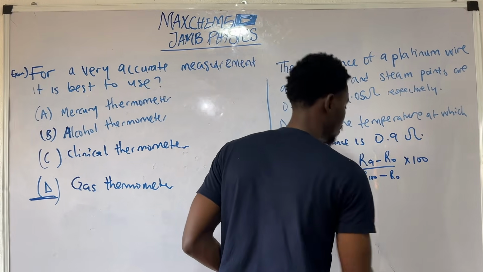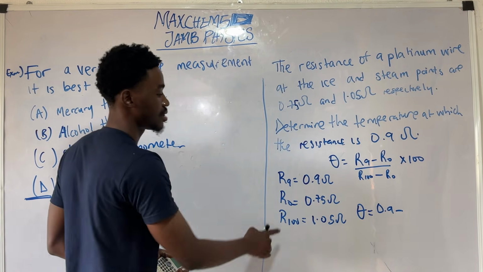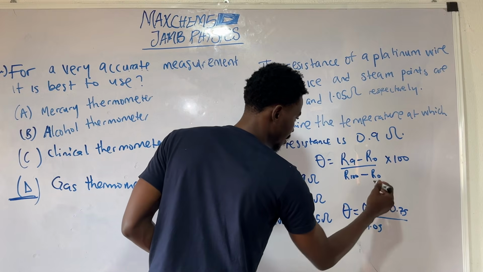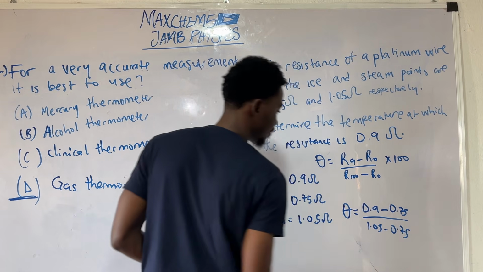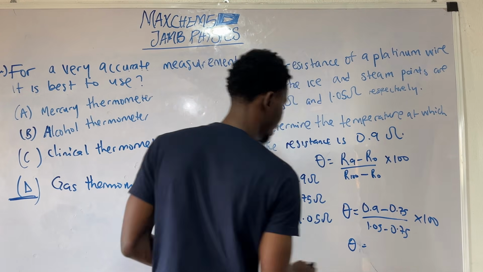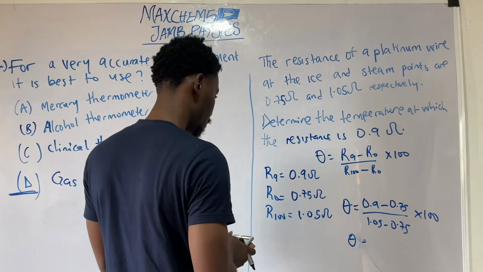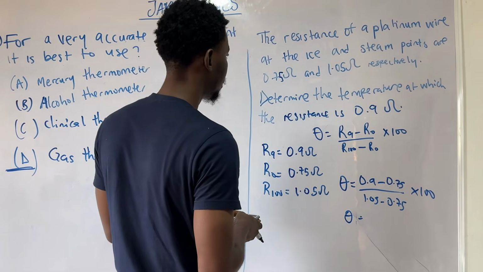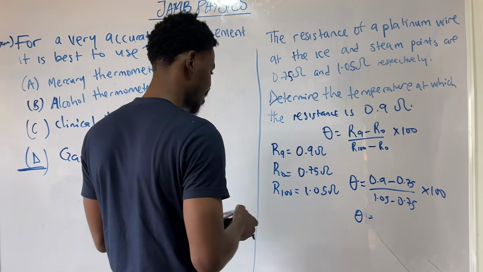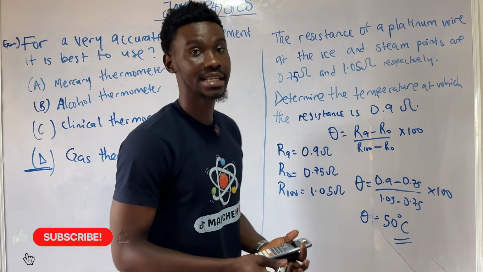So the required temperature, theta, is equal to RA, which is 0.9, minus R0, 0.75, over R100, 1.05, minus R0, which is 0.75, multiplied by 100. Punching that in my calculator, I would have 0.9 minus 0.75, over 1.05 minus 0.75, multiplied by 100, and that gives me 50 degrees Celsius. So this is how we solve a problem like this.